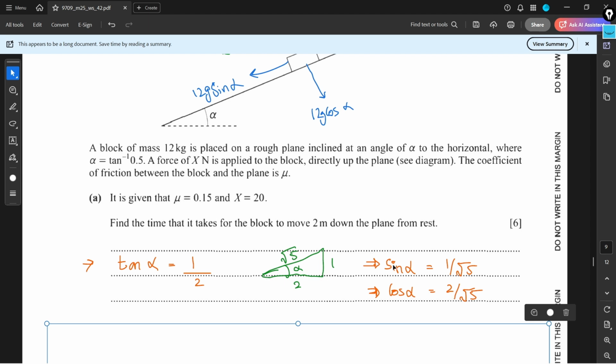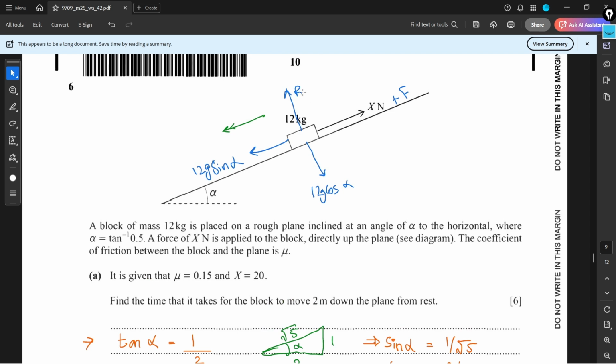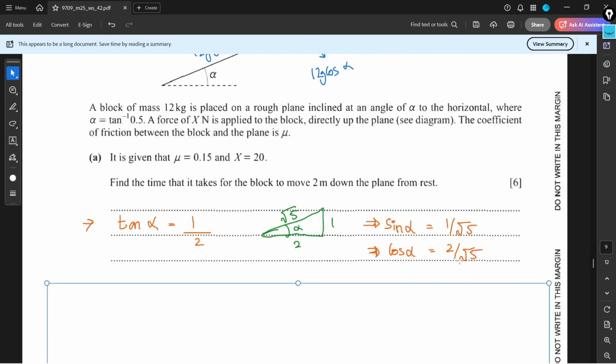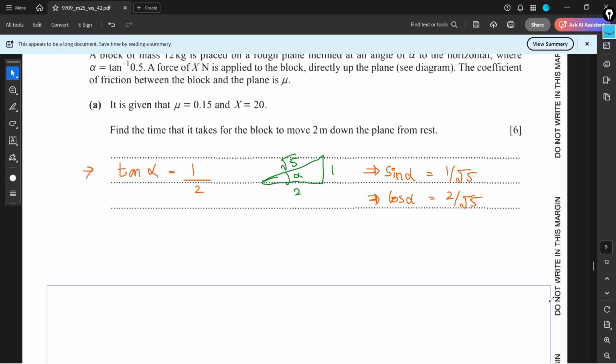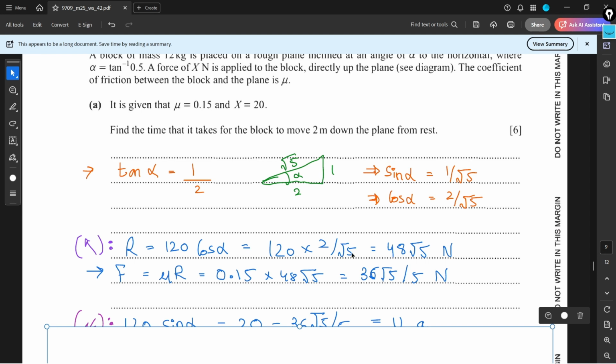Once I have these values, I'm going to find the value of R. Because perpendicular to the plane there is no acceleration, I can say that R is equal to 120 cos alpha. Because I know that g is equal to 10, I can say that R is equal to 120 cos alpha. And because cos alpha is 2 by root 5, the value of R that I'm going to get over here is 48 root 5.